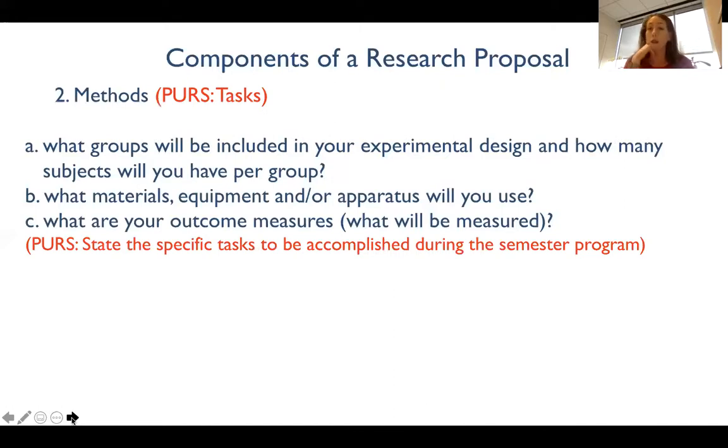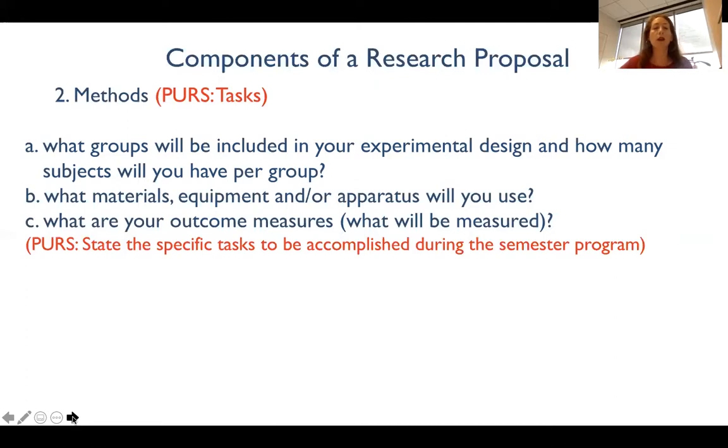For PERS specifically, this is what they're asking you when they say, state the specific tasks to be accomplished during the semester program. By calling it tasks and asking you to state specifically what you're going to be doing, this is nice because they basically cover any field that you're in, no matter what department you're in or what your major is or what your research focus is. There's going to be some sort of procedure involved in order for you to get your data and to get your outcome measures. So this is very general, but you are going to give them the specifics of how you're going to accomplish your research.